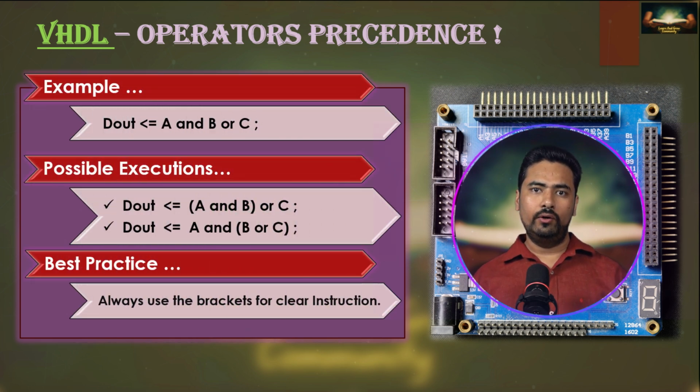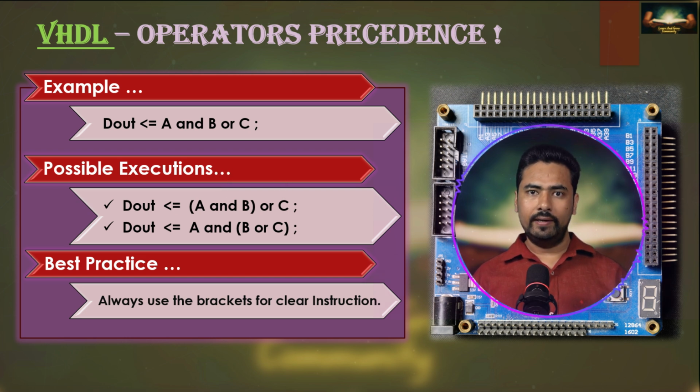In simple terms, when you are using two or more different operators in VHDL, all the operators have some precedence, and they perform the action based on which operator has the higher precedence or higher priority. Let's understand this with one simple example. So you have the expression D_out <= A and B or C; How will you read this? First option is that signal A and signal B do the logical AND first, and then the result will be logically ORed with signal C.